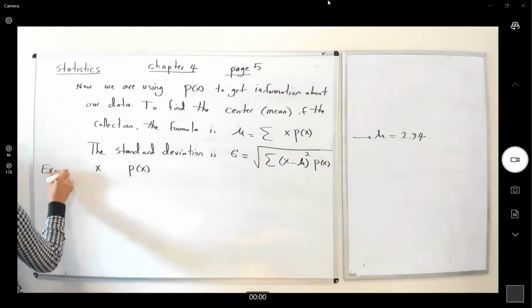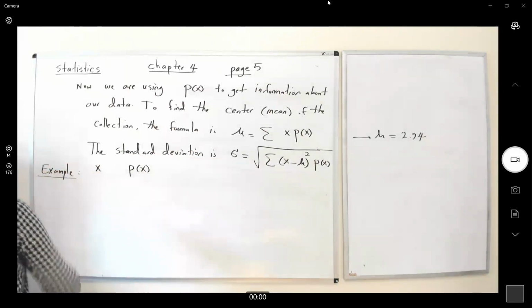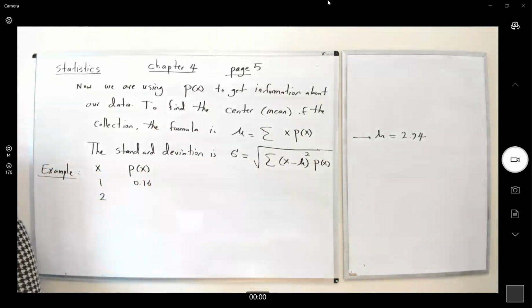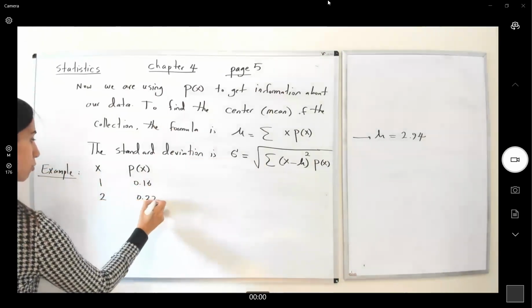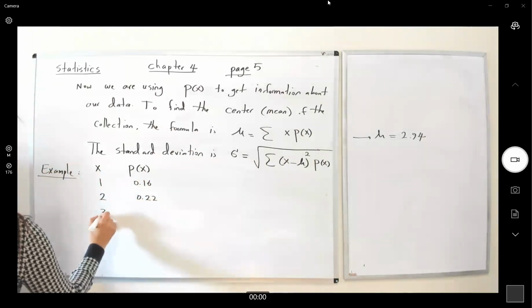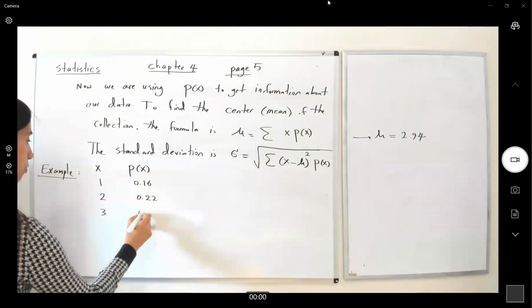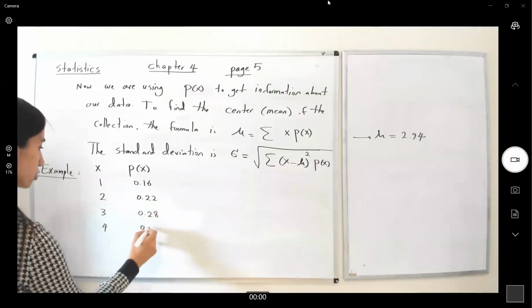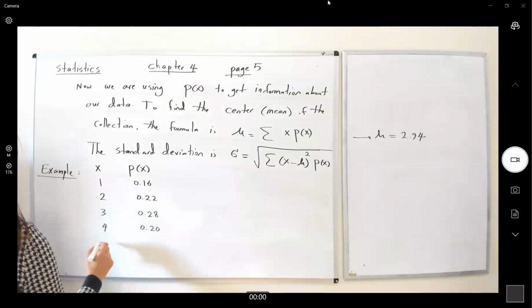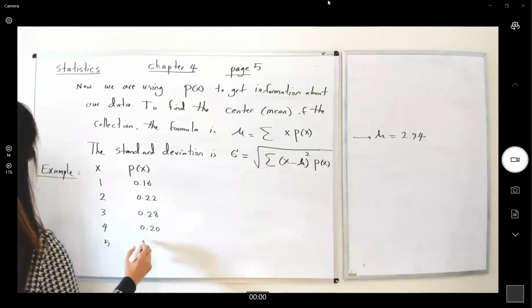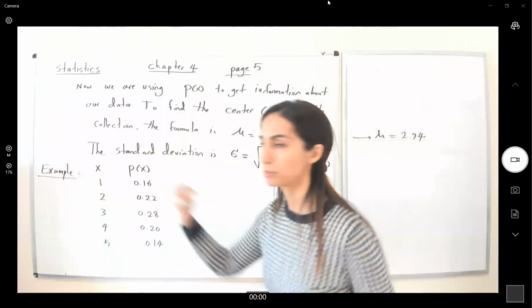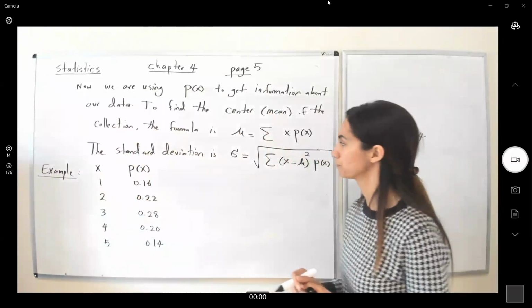We're going to find the standard deviation for it. The first x was 1, the probability 0.16. The second x was 2, the probability is 0.22. The third x was 3, 0.28. The fourth one, 4, 0.20. And finally, we had 5, which was 0.14. X and P of x are given to you.